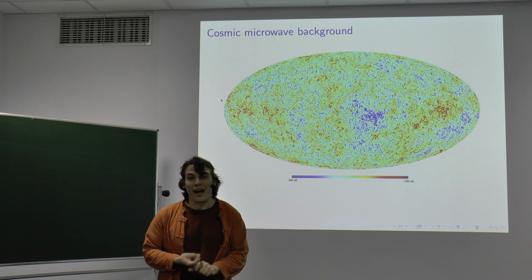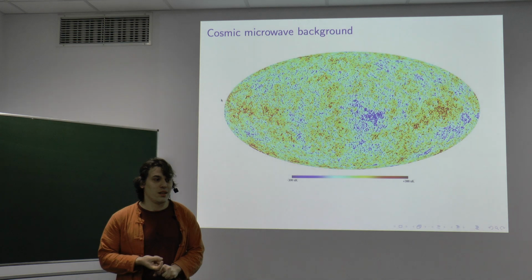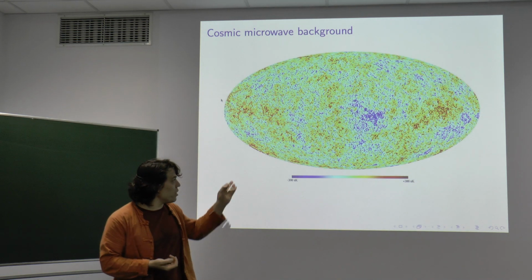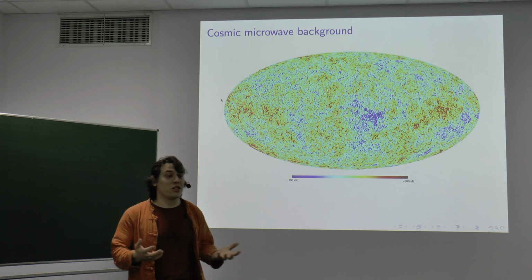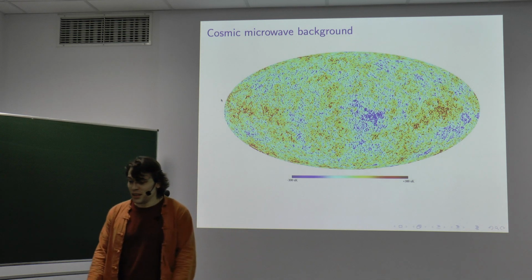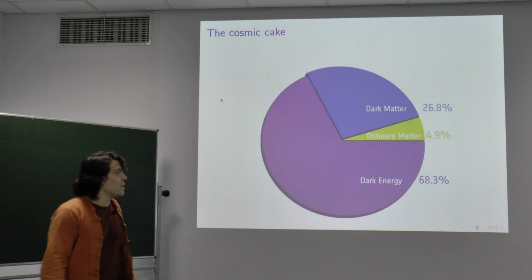So there are two questions to ask from here. First of all, why was the early universe so enormously homogeneous and isotropic? And the second question is why there were such small inhomogeneities and why they had the features that we observe right now. And there are many more questions to ask here.